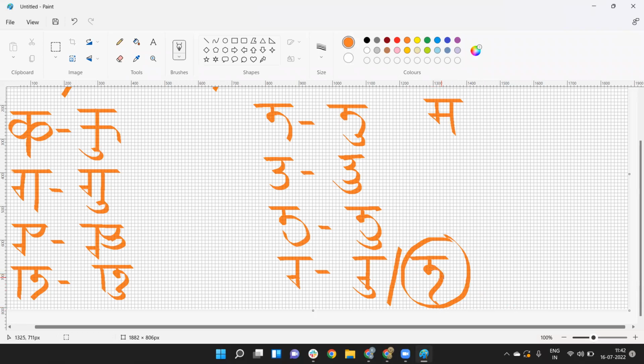So this is something like Da, but you extend this and draw a curve at the end a little bit more. So I'll draw it one more time here. So this is the extra curve at the end. This is Ru. Now the last one is Sha.